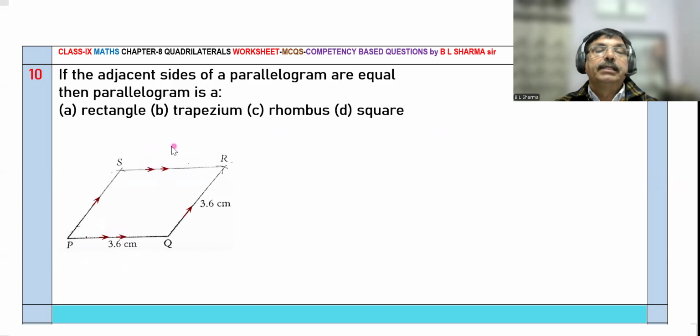We know that in parallelogram opposite sides are equal, so this is 3.6 centimeter, this will also be 3.6 centimeter. This QR is 3.6 centimeter, so this SP will also be 3.6 centimeter. Since all sides are equal, so that is why it is a rhombus.